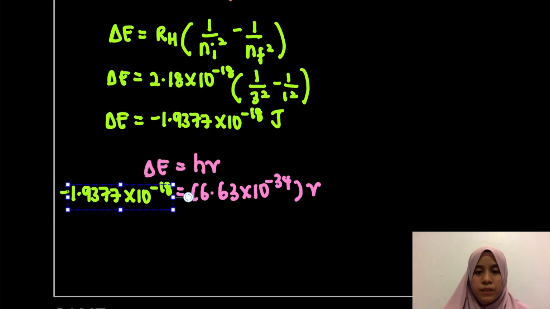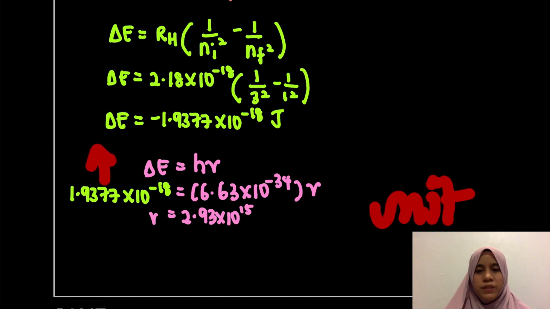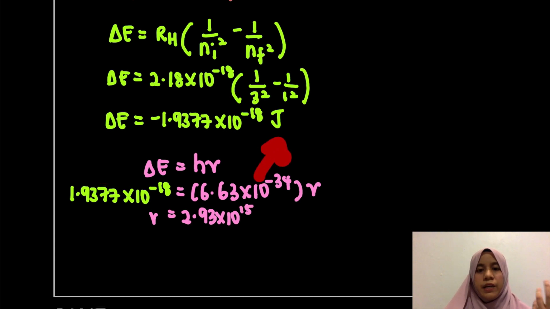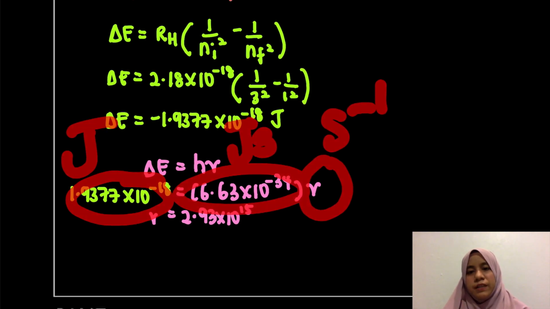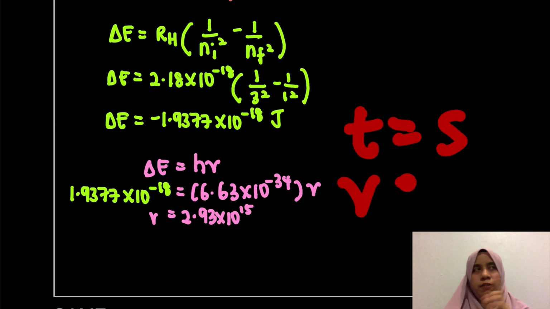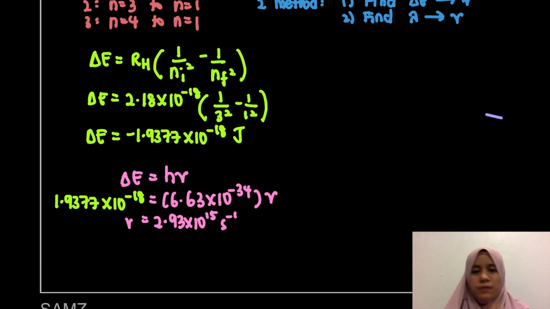Okay, so what happened here? Bila kamu masukkan the value itself, ignorekan the negative sign. So we do get our frequency. Okay, so what is actually the unit of frequency? Kalau delta E is equal to joule, and our Planck constant is actually joule per second, so maknanya kat sini frekuensi kita per second lah. Kalau time kan unit dia second, kalau frekuensi per second. Okay, so that is actually the first method.